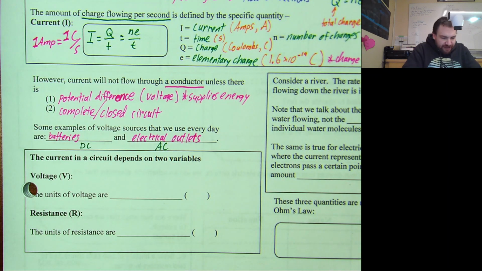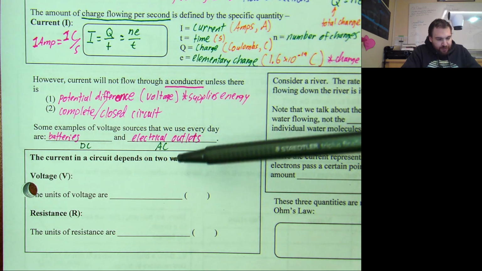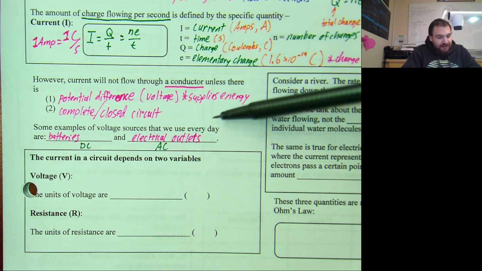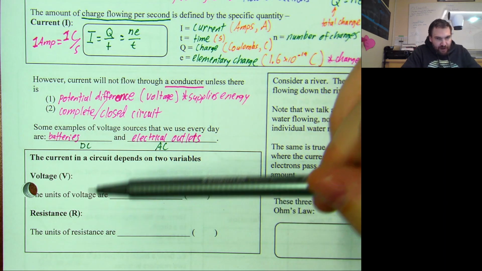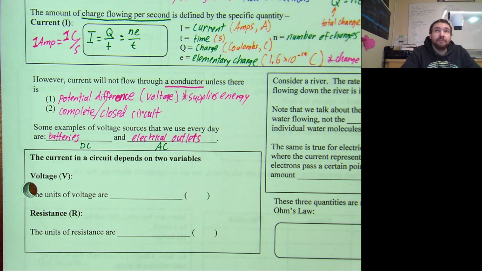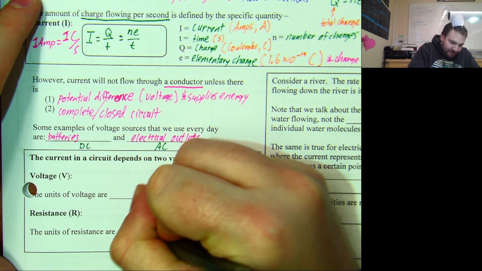So, the current in a circuit depends on two variables. We've got I here, and it depends on two things. It depends on the voltage, the amount of energy supplied, and it depends on the resistance. Resistance is measured in ohms, cool. But what does it mean for things to be resistant?